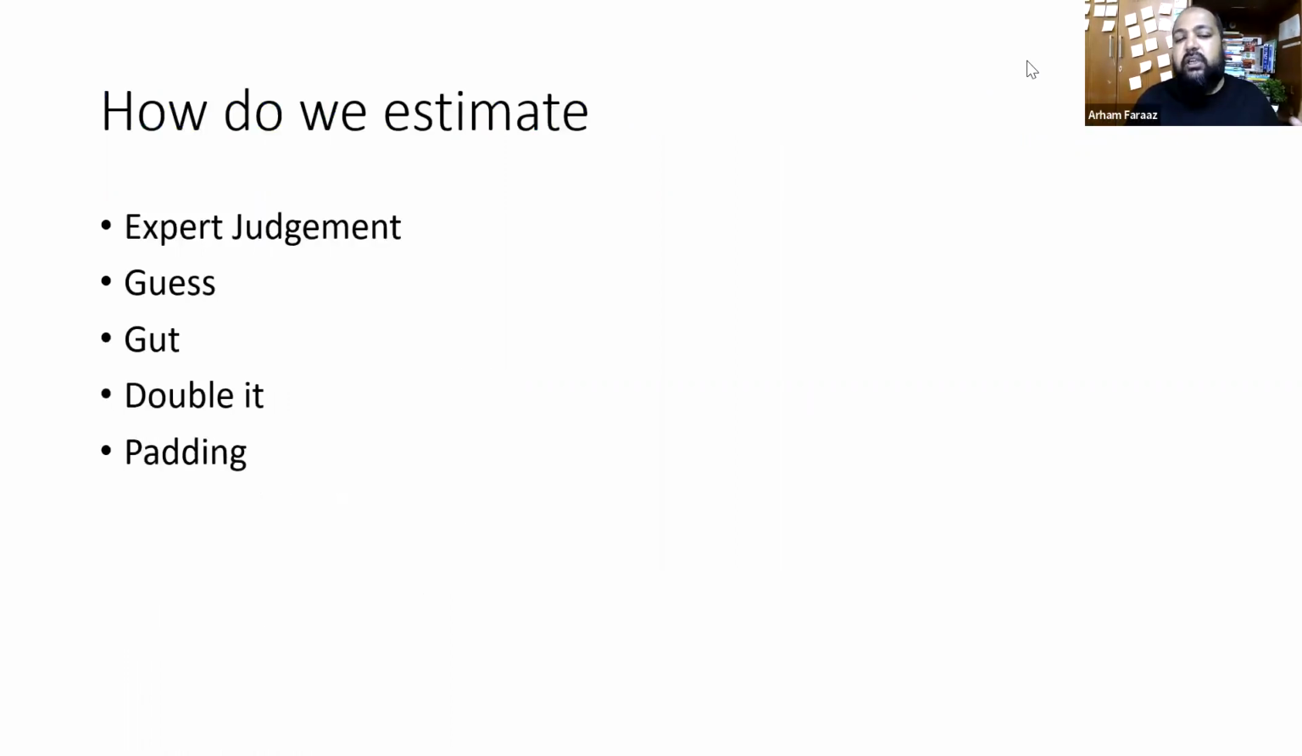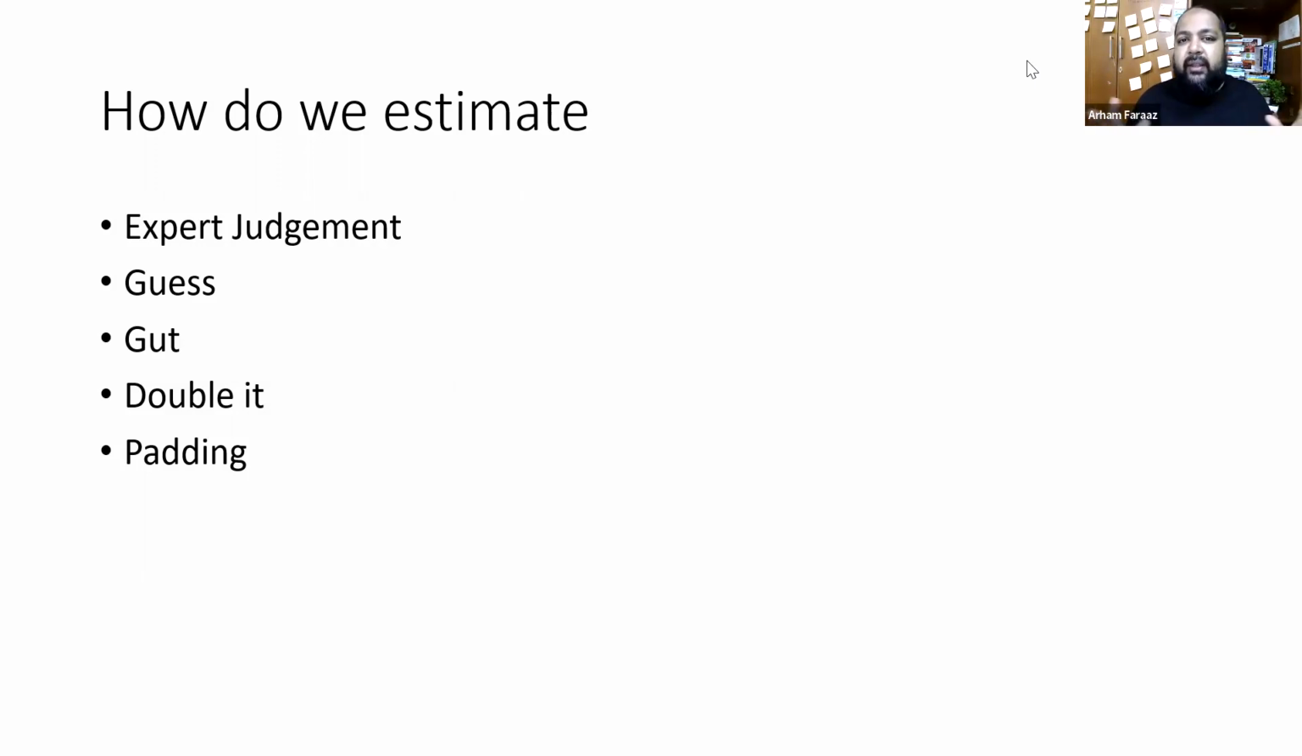So let's see how we start doing it. How do we estimate? One of the tools and techniques we use is called expert judgment. Experts could come and say, okay, the last 4 or 5 projects we have worked on in a similar way, so it's going to take approximately the same time. That's one way of doing this.